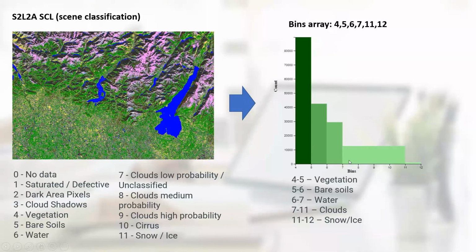And so we had a problem at the end, because if we just ended at 11, then our cirrus and snow and ice would be merged together. So we just added another one, 12, which goes essentially out of the range of the scene classification, so that then the snow actually falls on the 11 over here. And these are the bins that we have. So we can just put 4, 5, 6, 7, 11, 12.